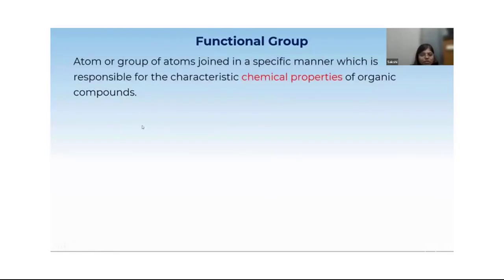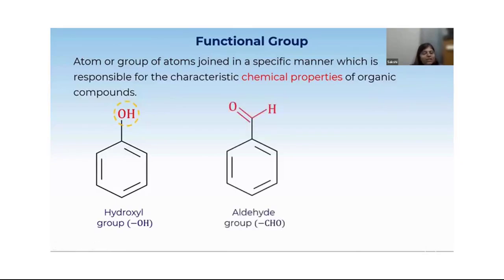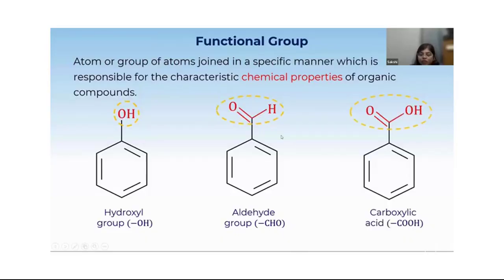On the basis of functional group also, we can classify the organic compounds. A group of atoms joined in a specific manner, which is responsible for the characteristic chemical properties, is known as a functional group. Like you can see phenol. On top of benzene, if I put an OH group, that is a functional group, it completely changes its property to an alcohol. So it becomes phenol. Now on top of a benzene, if I add an aldehyde functional group, it becomes benzaldehyde. If I add a COOH functional group, it becomes a carboxylic acid.